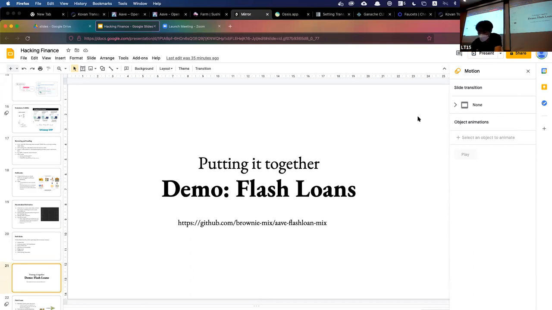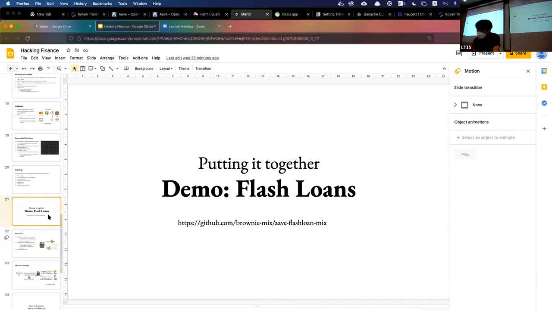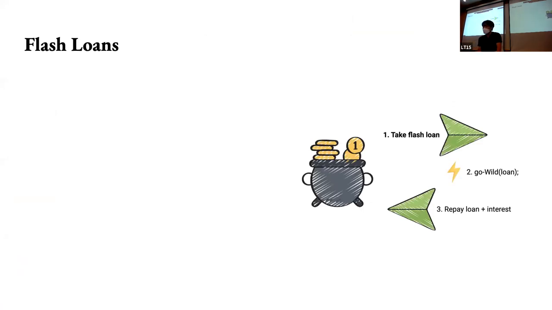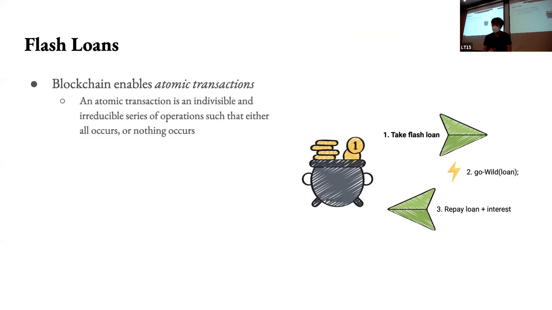Okay, so I'm just going to demo what a flash loan is. Before I demo it, I have to tell you what a flash loan is, otherwise it really doesn't make sense. First of all, how flash loans are possible is that blockchain enables atomic transactions. If you recall from the distributed systems class, an atomic transaction is indivisible: a series of operations that either all occur or none occur. So it is a system where there isn't a partial completion of transactions.